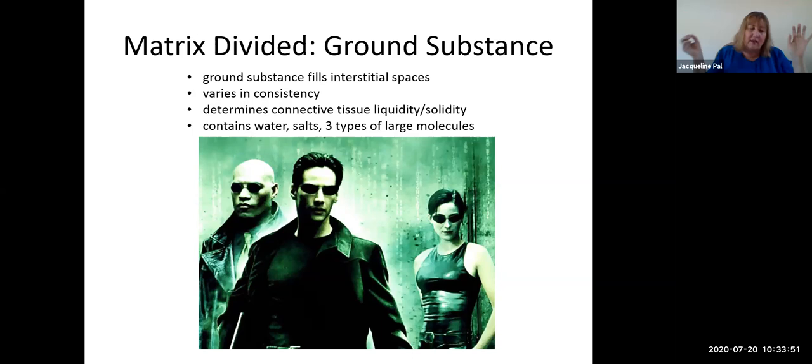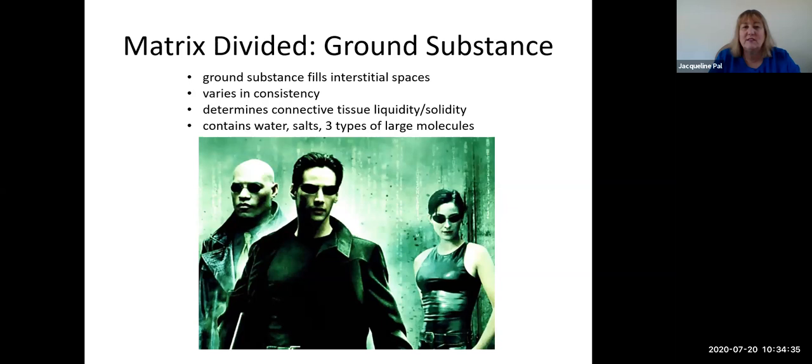And so a third term, interstitial space, is really important because if you recall, connective tissue is mostly not cells. So it's going to be mostly extracellular or interstitial space. You're going to need to learn this word in addition to intercellular and extracellular, all meaning outside the cell. It is the ground substance changes that determine the different types of connective tissue because it determines how solid and liquid it is.